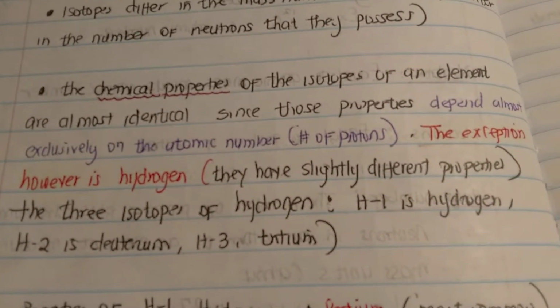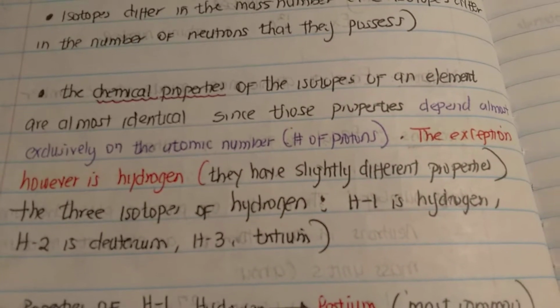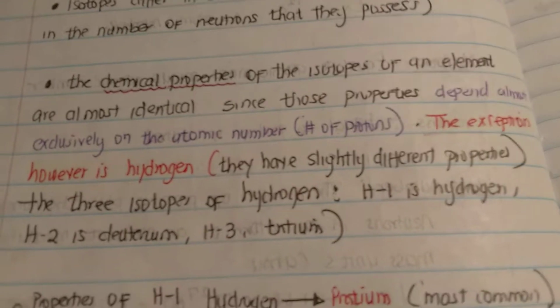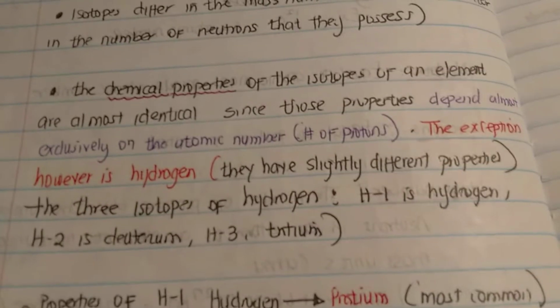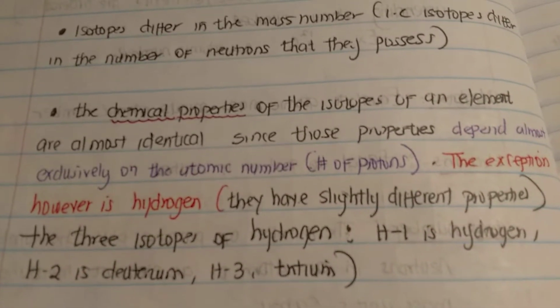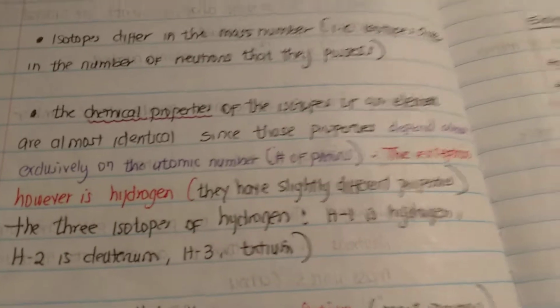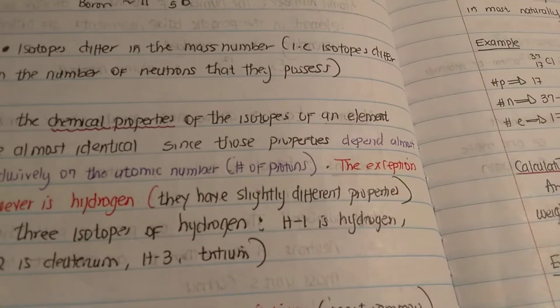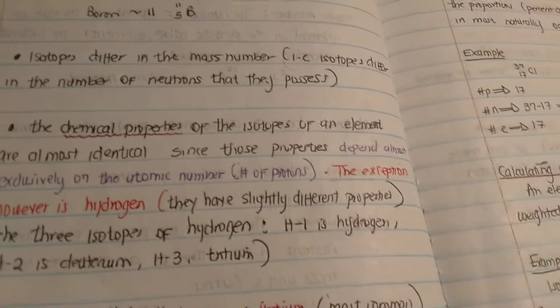The three isotopes of hydrogen are H1, which is hydrogen, H2, which is deuterium, and H3, which is tritium. So those will have slightly different properties than most other isotopes, which will have similar chemical properties.